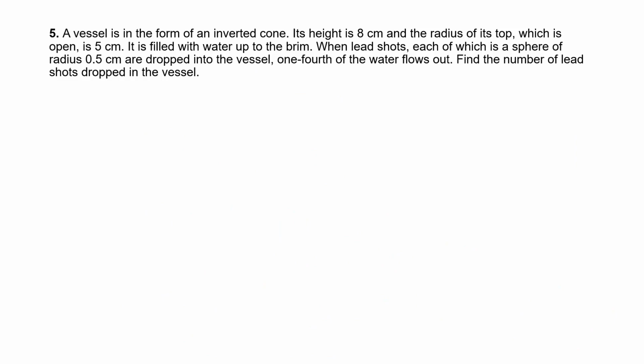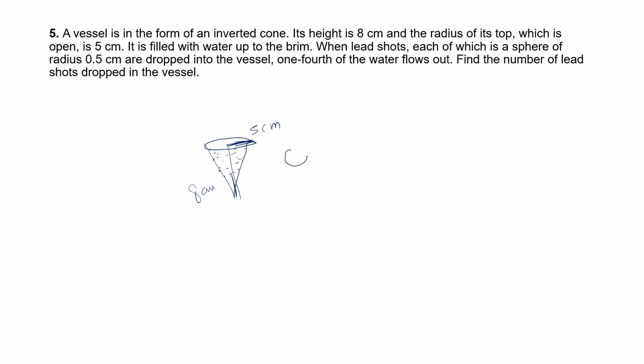Next question, fifth question. A vessel is in the form of an inverted cone. Okay, we can take any cone. Its height is 8 centimeter, and the radius of the top, which is open, is 5 centimeter. It's filled with water up to the brim, that is, up to the top.